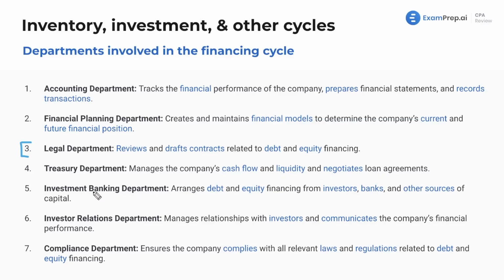We have an investment banking department, and any of these may be outsourced. But they're going to arrange debt and equity financing from investors, banks, and other sources of capital. You're also going to have an investor relations department. This is going to manage relationships with investors and communicate the company's financial performance. You may see this if you have stock in any company. You may have logged into a company's investor portal, something like that. And lastly, the compliance department is going to ensure that the company complies with all relevant laws and regulations related to debt and equity financing.